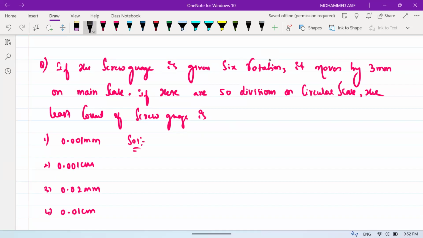Look at the question carefully. If the screw gauge is given 6 rotations, it moves by 3 mm. That means I am rotating 6 times, and due to 6 rotations it moved 3 mm. So in 1 rotation, how much? 3 by 6 mm, which equals 1 by 2 mm. Am I clear? If in 6 rotations it is moving 3 mm, in 1 rotation it will move half mm.